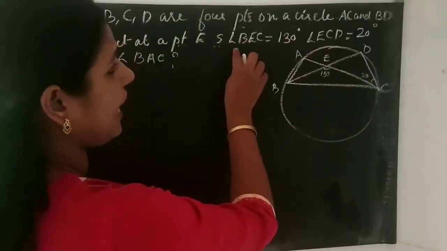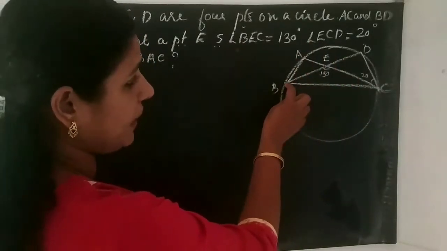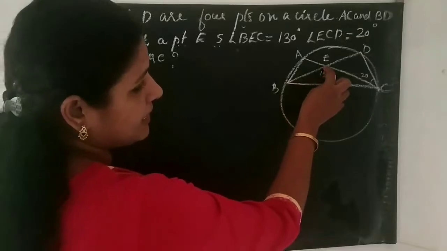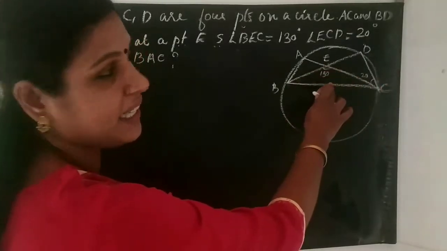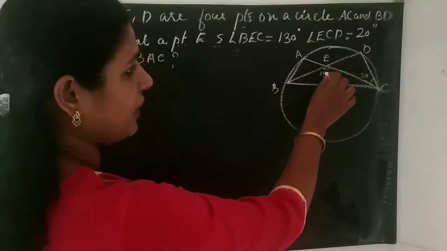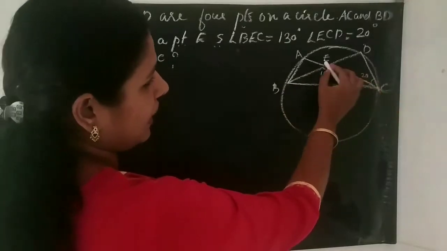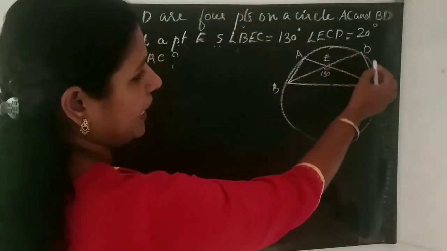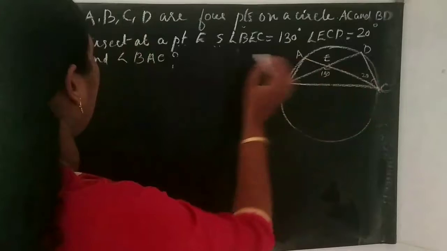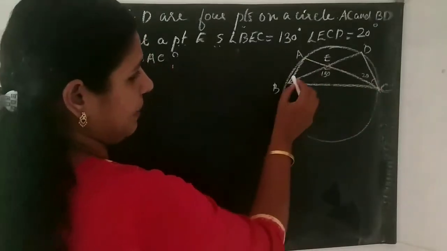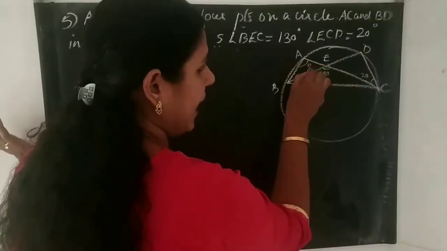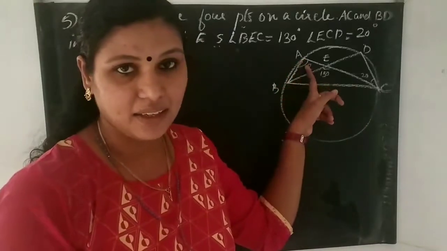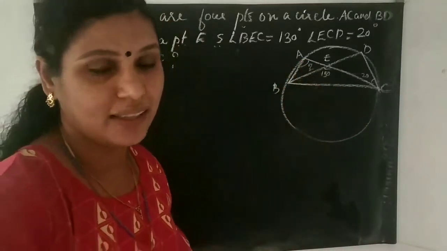See children, here angle BEC is 130 degrees. ECD is 20 degrees. Find angle BAC. We have to find this angle. And how to find this angle?